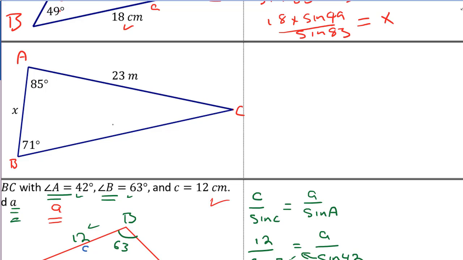I'm also going to label the sides. Across from angle A is going to be side A. Across from angle C is going to be side C. And across from angle B is going to be side B.